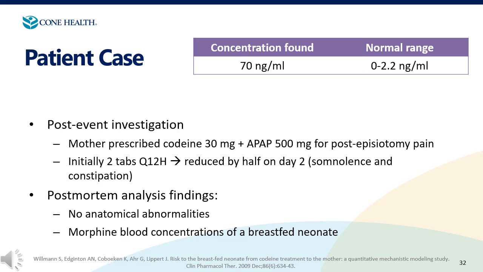Postmortem analysis of the infant showed no anatomical abnormalities, but did show a morphine blood concentration of 70 versus an expected level of less than 2.